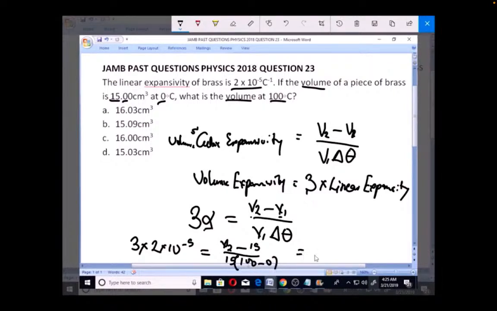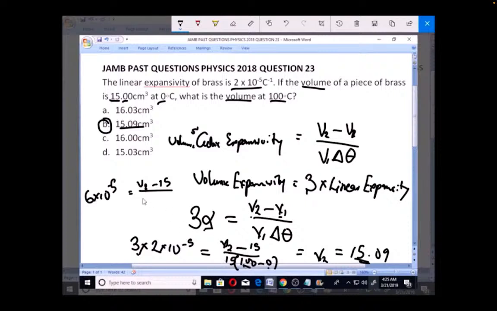So if you solve it out and make V the subject of the formula, you are going to find out that V2 is equal to 15.09. So that is the answer to this. B is the correct option. So how can we solve this to get this? Having this gives us 6 times 10 to the power minus 5. That is 3 times 2 times 10 to the power minus 5, equal to V2 minus 15 all over 100 minus 0, which is 100.